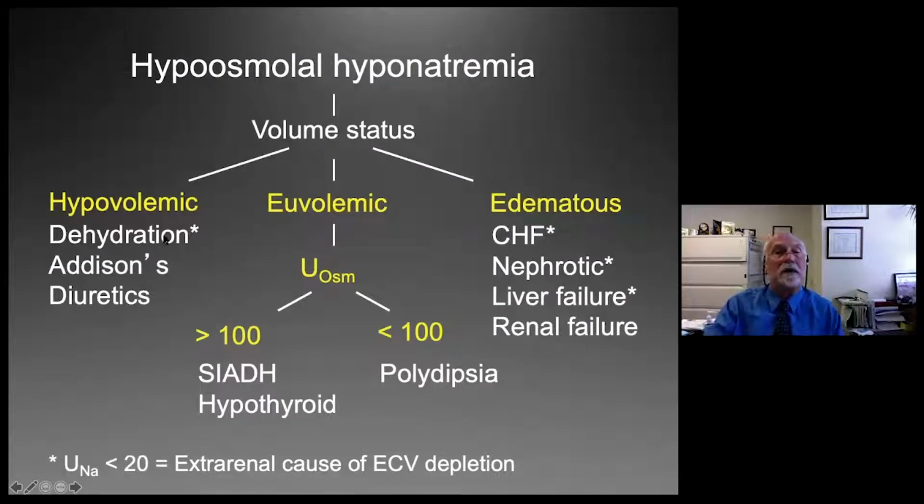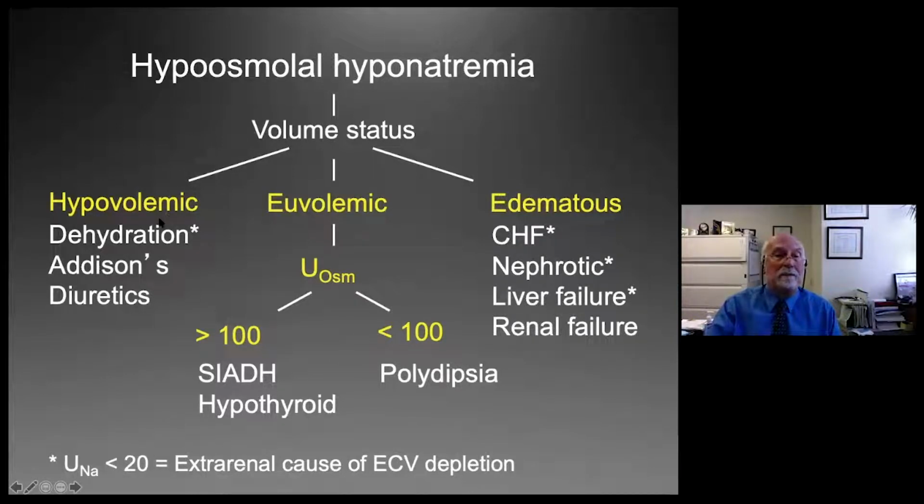And as we discussed previously, this can be divided into hypervolemic, euvolemic, and edematous conditions. And it comes back to the fact that sodium concentration is predominantly regulated by antidiuretic hormone, but volume, as you remember, is regulated by the renin-angiotensin system. And the way to determine volume status, or sodium avidity, and activation of the renin-angiotensin system, is to look at the urine sodium.